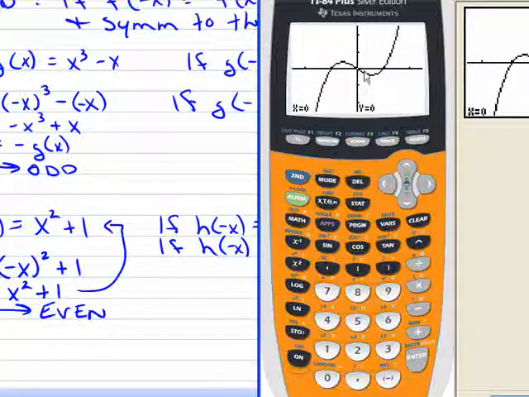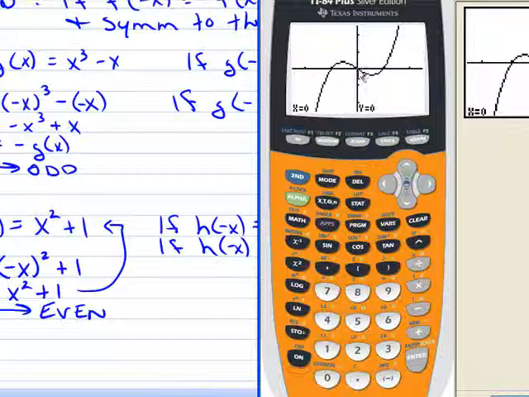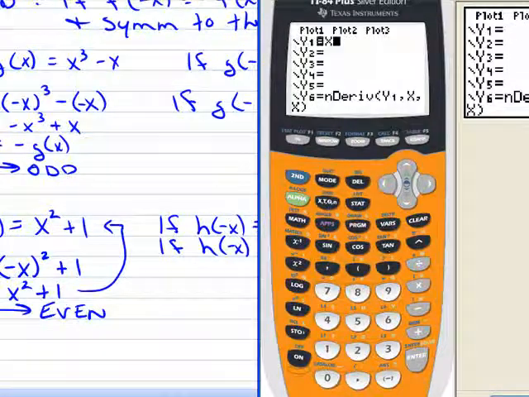Yeah. That's symmetric about the origin. Let's take a look at the other one. The other one was x squared plus 1.